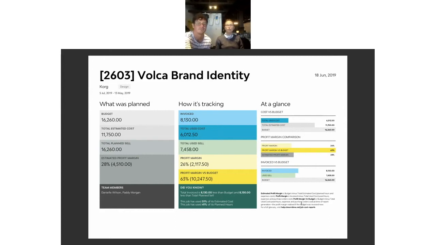Yeah. And since we introduced some of the new terms into Streamtime, we made sure that you know what's going on at any time. So we added a little tooltip there on the bottom right corner, where you can always have a look and see how we calculate those estimated profit margin, and profit margin versus budget.